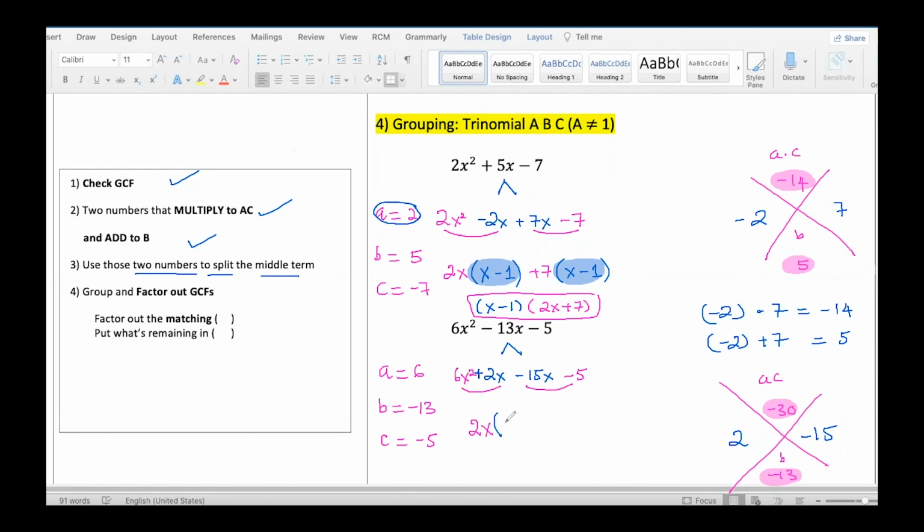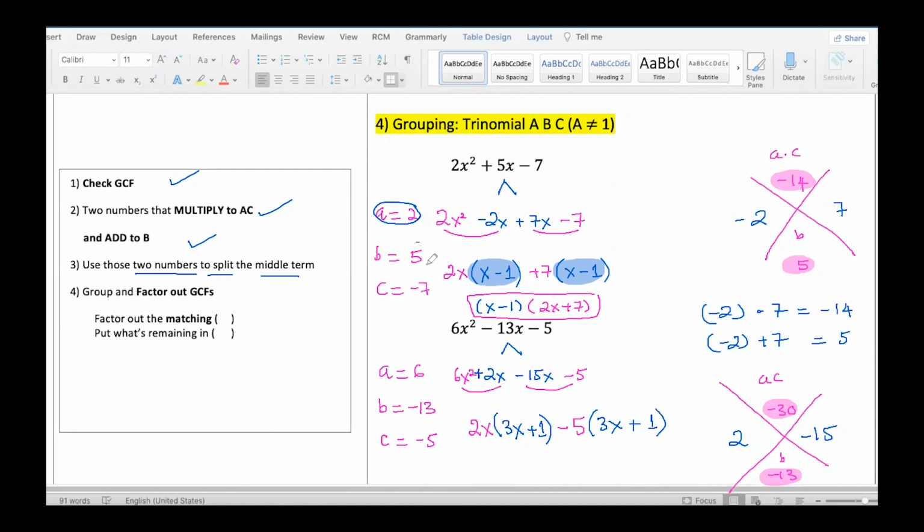6 divided by 2 gives me 3. X squared divided by x gives us an x left, a plus. 2 divided by 2 is gone, x divided by x is gone, but technically it's like a 1, because it's a positive 1, like a placeholder. 15 and negative 5, they both have negative 5 as a common factor. So I will take the negative outside every single time you see the negative. So minus 5. Negative 15 divided by negative 5 gives us a positive 3x. And then negative 5 divided by negative 5 gives us a positive 1. So plus 1.